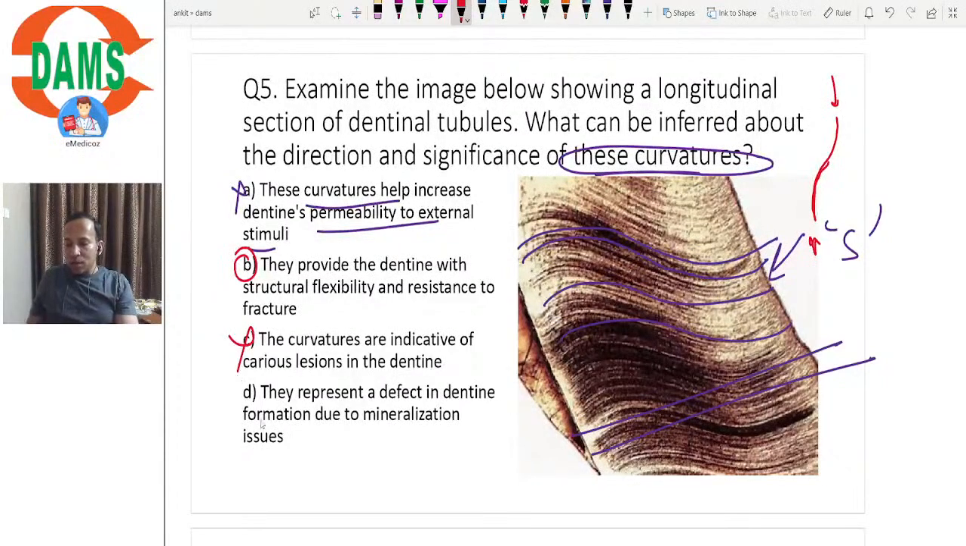This is wrong. Option D, they represent a defect in dentine. Again, this is wrong. These are not defects. These are the natural structure of the dentine, isn't it? So option B is the correct answer.